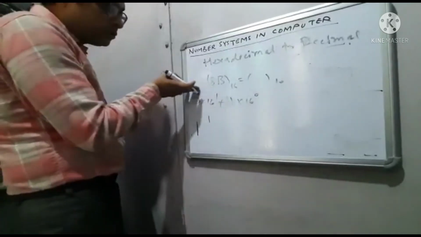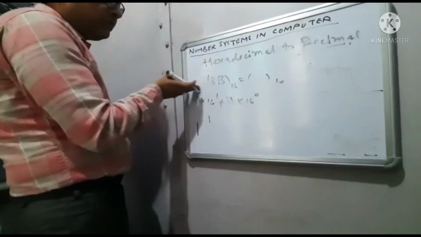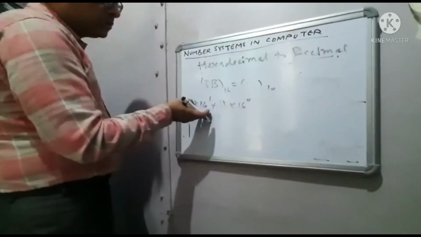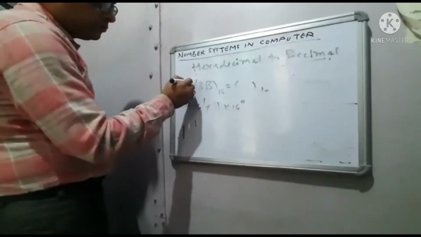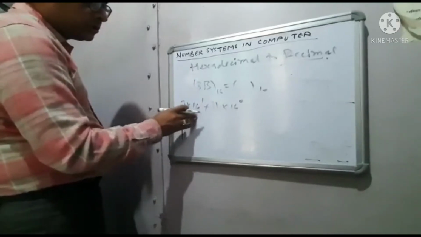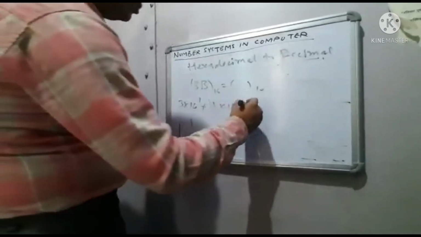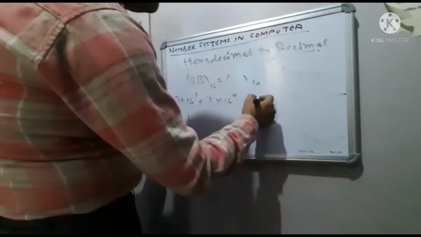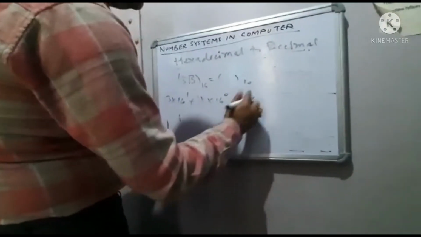And if we have more digits on the left hand side, we go on multiplying them with the powers of 16. For example, suppose we have one more digit, then we multiply that digit with 16 to the power 2, and so on. So the result we will get will be 11 plus 48, that is 61. So this is equivalent to 61 in decimal.